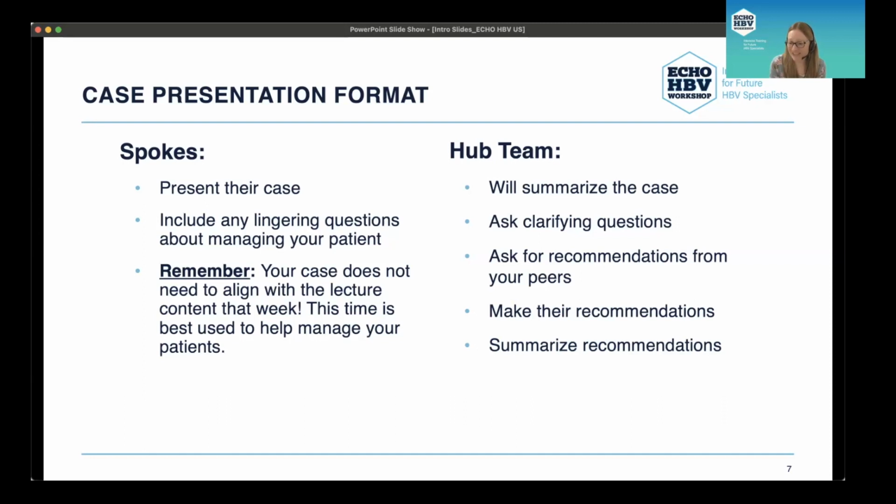And then the hub team, that's Dr. Pan and Dr. Coffin when she's able to join, and possibly Dr. David Bernstein is able to join us as well. They will summarize the case, ask any clarifying questions, and ask for recommendations from your peers, so the rest of you, and make their recommendations and then summarize those.